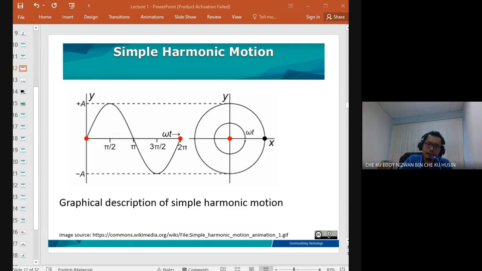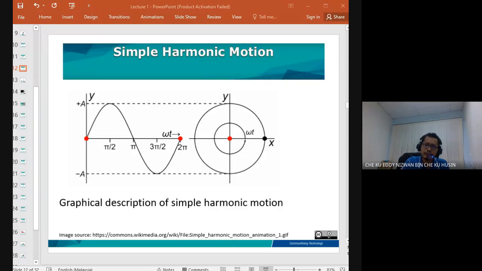For acceleration, we take the double differentiation of the displacement, or just differentiate the velocity. Differentiating cos gives a minus sign, so it is minus omega square a sine omega t. Since a sine omega t is equivalent to x, this is equivalent to minus omega square x. So the amplitude depends on the speed itself.